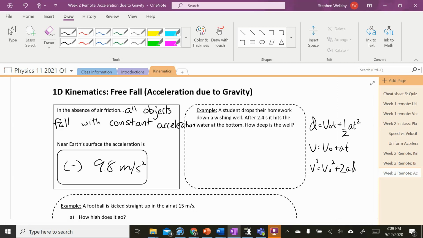So let's try this problem out here. Again, you have your big three equations here on the right-hand side. So the question is, a student drops their homework down a wishing well. After 2.4 seconds, it hits the water at the bottom. So how deep is that well? See if you can pause the video and try that one out for yourself.